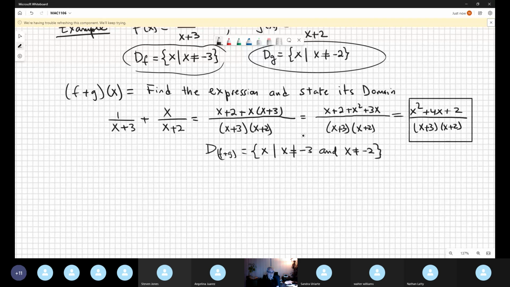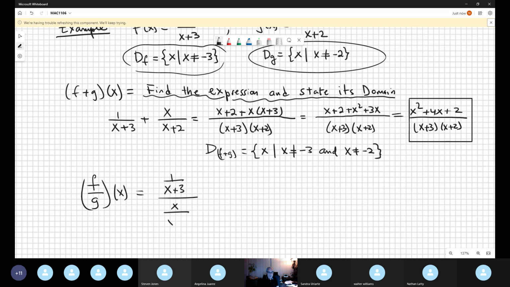Suppose the same example, but I want to illustrate F divided by G. And the same question: find the expression and state its domain. So now it's division. Division of 1 over x plus 3 divided by x over x plus 2. No, leave it like that.